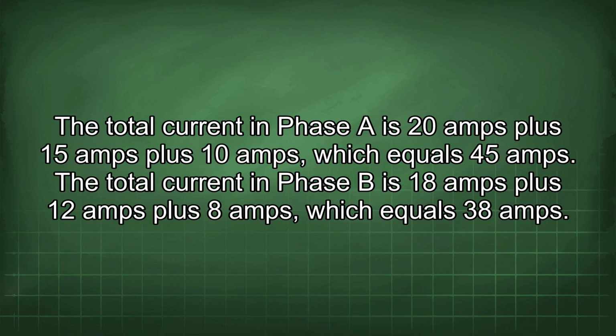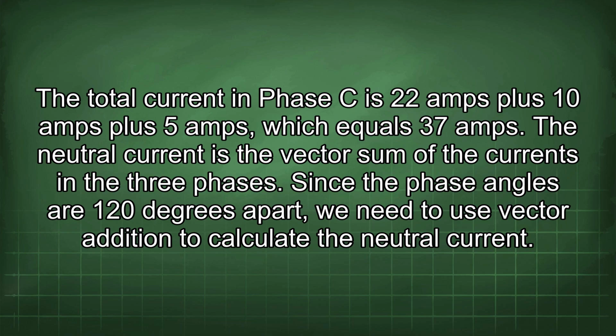The total current in phase A is 20 amps plus 15 amps plus 10 amps, which equals 45 amps. The total current in phase B is 18 amps plus 12 amps plus 8 amps, which equals 38 amps. The total current in phase C is 22 amps plus 10 amps plus 5 amps, which equals 37 amps.